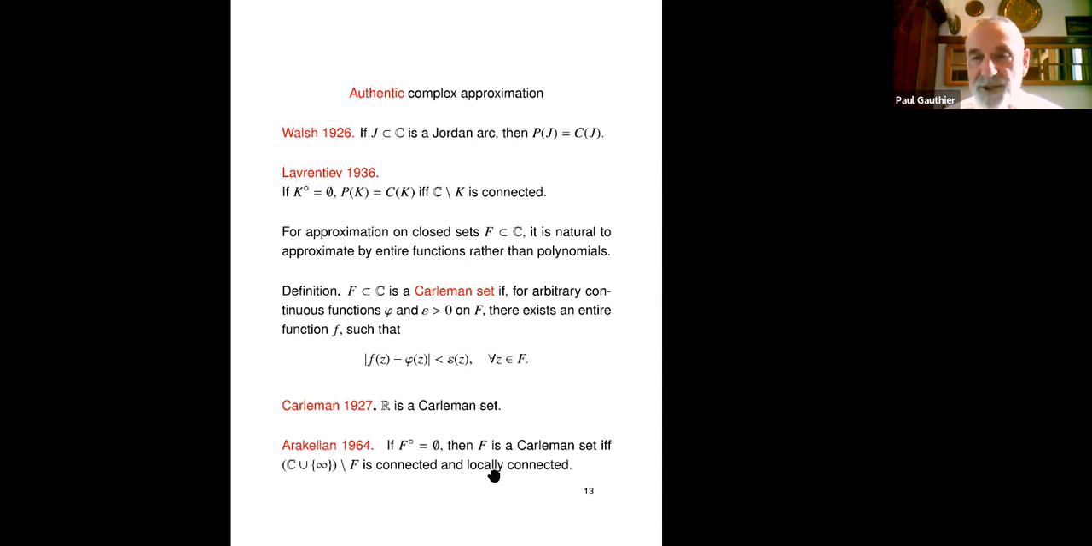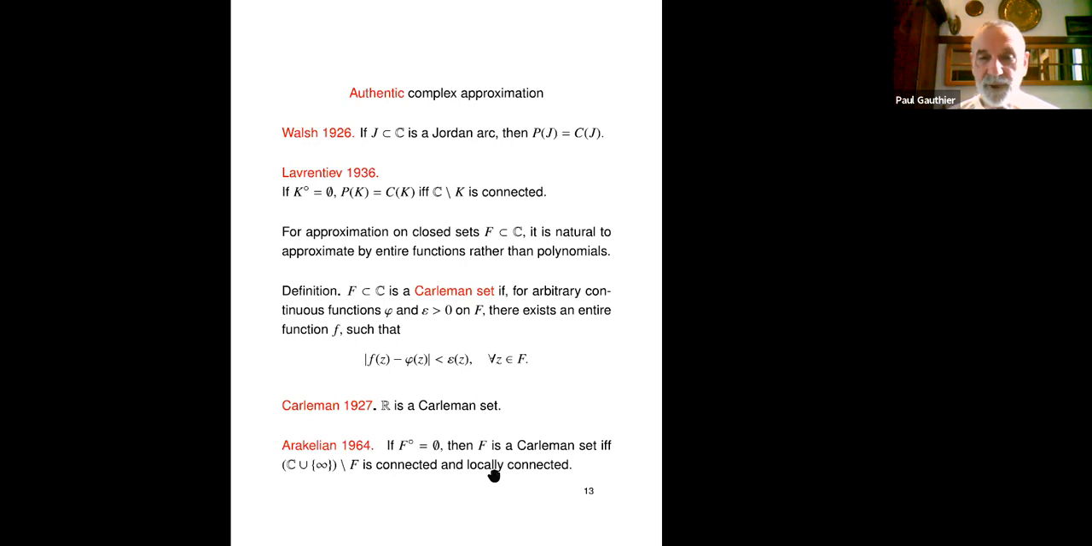Now, let's go from compact sets to unbounded closed subsets of C. It's not natural to approximate by polynomials there, because the functions may be bounded and the polynomials not, etc. It is natural to approximate by entire functions rather. Let's define a closed subset F of C to be a Cauchy-Riemann set if for arbitrary continuous functions phi on F and epsilon greater than 0 on F, there exists an entire function f such that the absolute value of f minus phi is less than epsilon of z for every z in F.